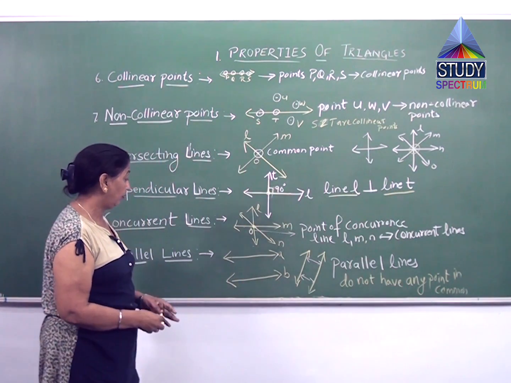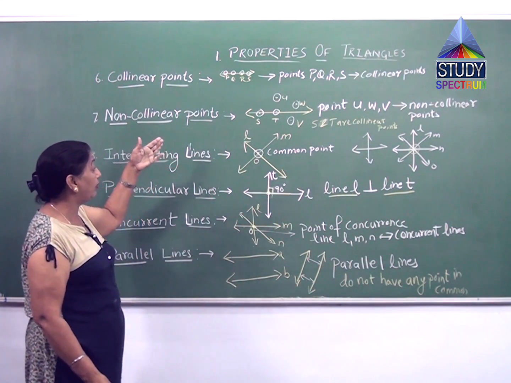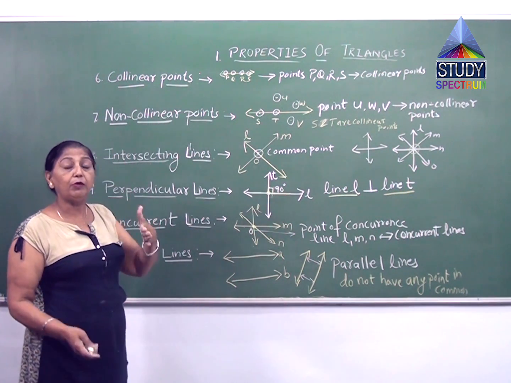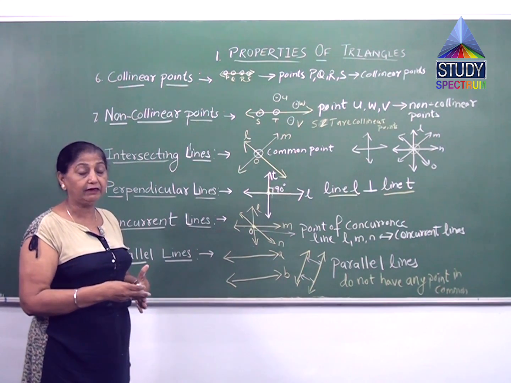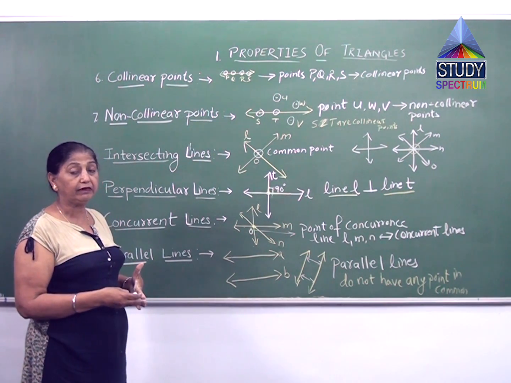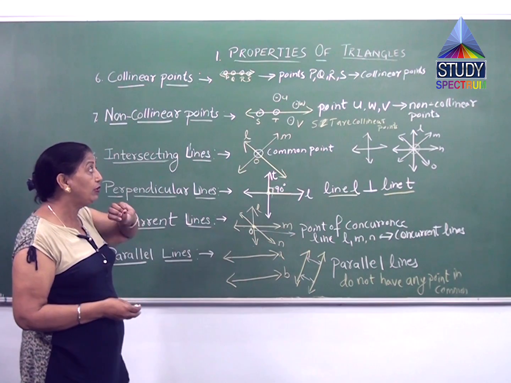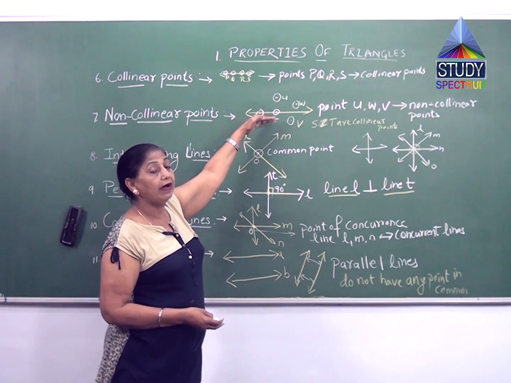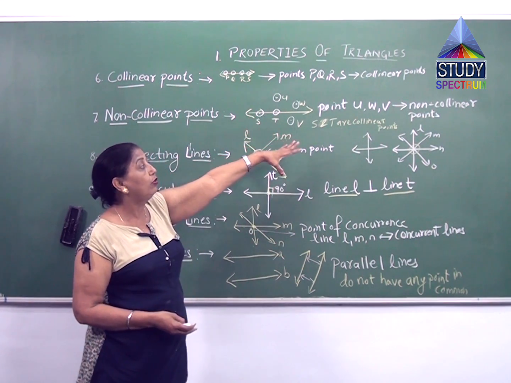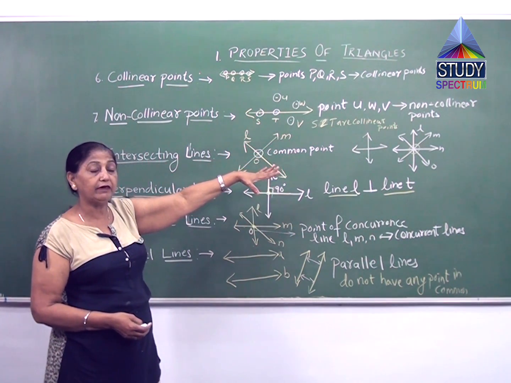Right? Now, these were the terms which I have explained to you. Collinear points: all the points which lie on the same line are known as collinear points. If there are some points which are not present on the same line, they are outside the line, then those points are known as non-collinear points.